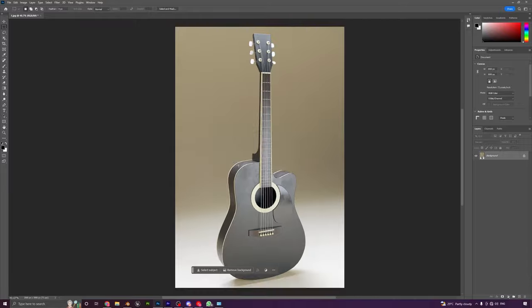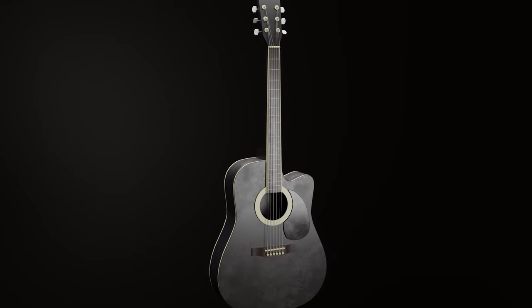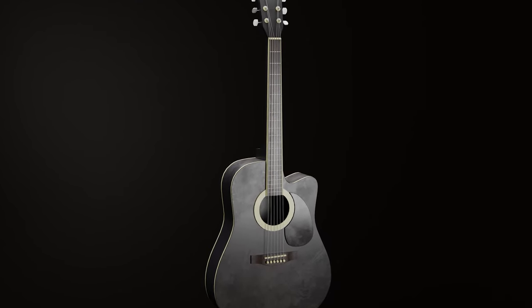This course is for anyone who has a basic understanding of Blender and Substance Painter and wants to upgrade their skills.